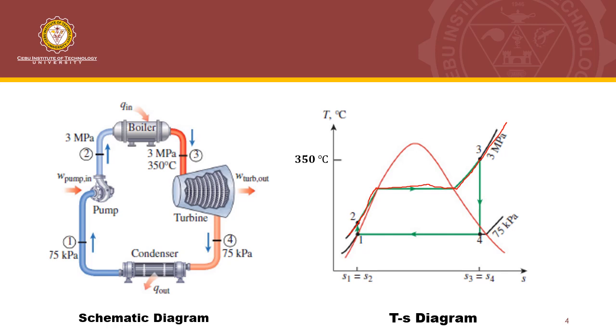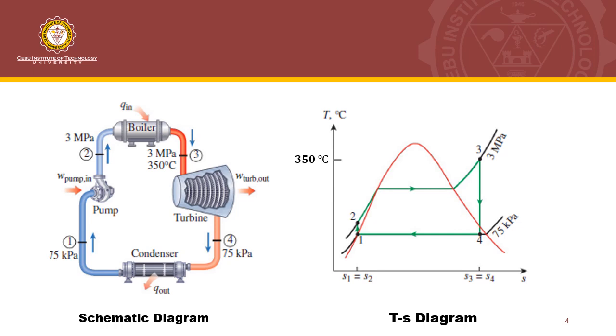When you say constant pressure line, the pressure along this line here is the same, and that is 3 megapascal. That is why the pressure at point 2 and the pressure at point 3 are the same, and that is 3 megapascal, which is also the pressure of the boiler. So it is now at point 2. This is now called our boiler feed water. It will be fed into the boiler, so it will enter the boiler.